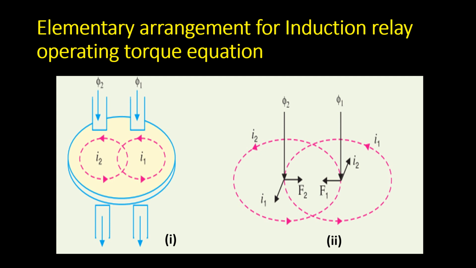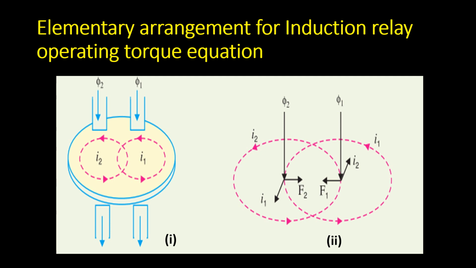As shown here in this particular elementary arrangement in figure 1, you will find that an induction relay consists of a pivoted aluminum disc which is placed in between two magnetic fields. These two magnetic fields are represented here with two fluxes phi1 and phi2. The torque produced in the disc is by the interaction of one magnetic field with currents induced in the disc by the other flux or other magnetic field.